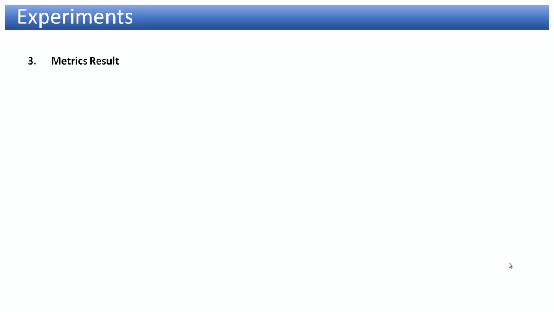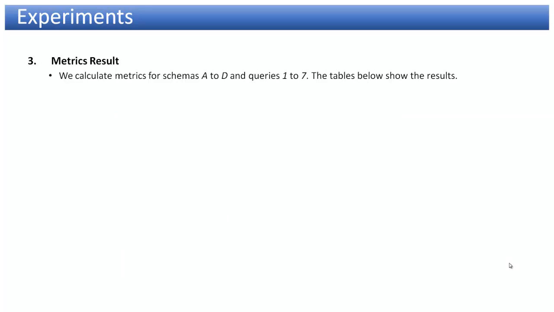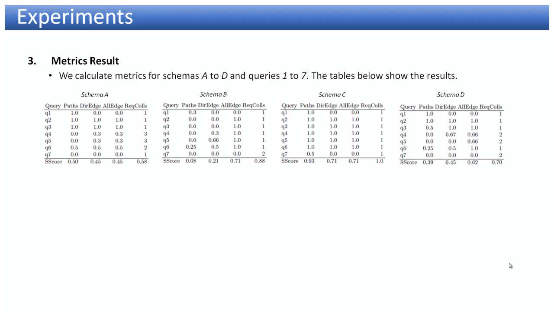Matrix result. We calculated the metrics for schemas A to D and queries 1 to 7. The tables below show the results. We can see a table for each schema, with the key scores for path, dir edge, all edge, and HEC-COS metrics, and at the bottom of the table the S-score for each schema. Now let's analyze the results.